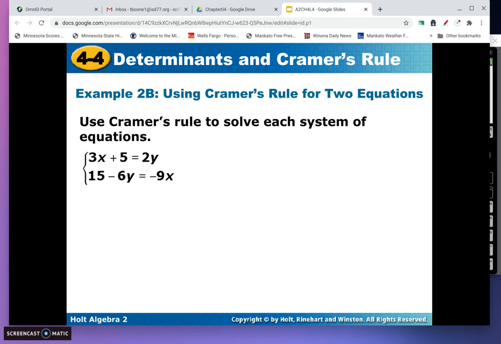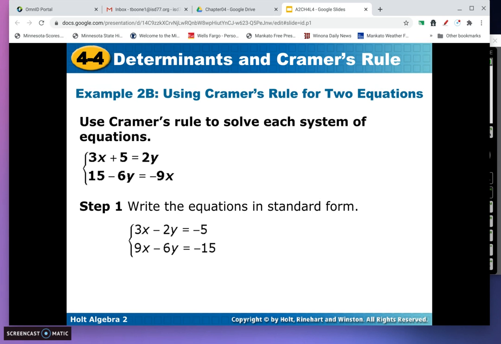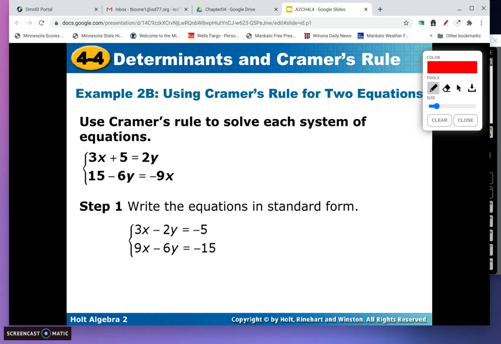All right, now again, we're going to use Cramer's rule to solve the system here. Now the first thing we're going to do, you notice this one is not in standard form. Let's do that. Okay, so there it is. All right, so it's in standard form now: x, y equals a number. All right, so let's get our pen ready to go here, and let's do our D. D, this is what's going to go on the bottom. All right, so we're going to go 3, negative 2, 9, and negative 6.